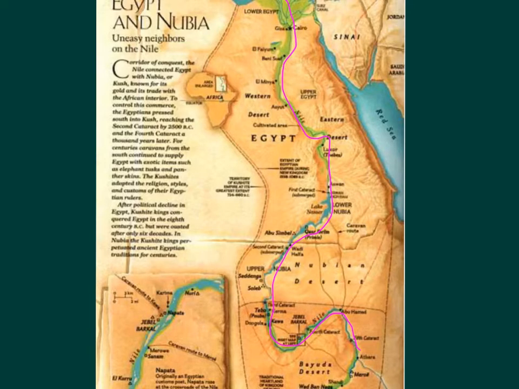Now find the two areas labeled Upper Egypt and Lower Egypt. Is Lower Egypt north or south of Upper Egypt? Which area is upriver from the other? In which region is the land higher? How do you know this? Once again, pause the video, think about it, and then we will come to our conclusion.